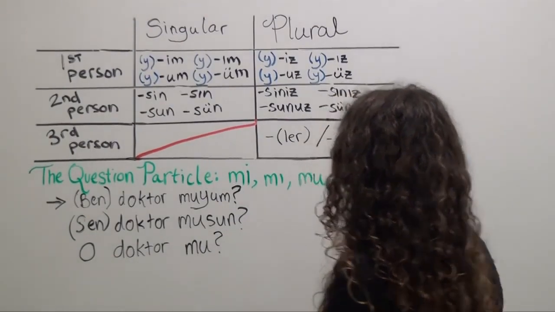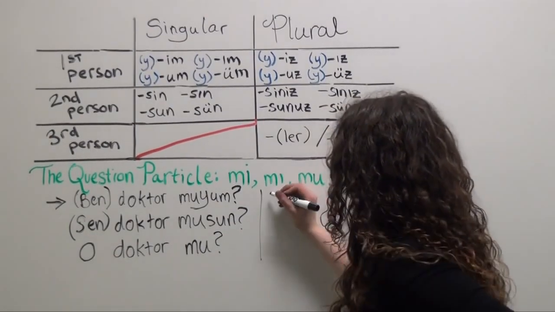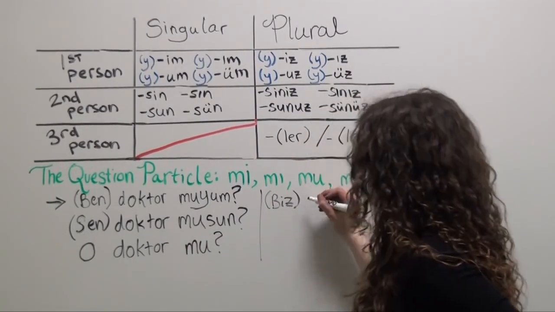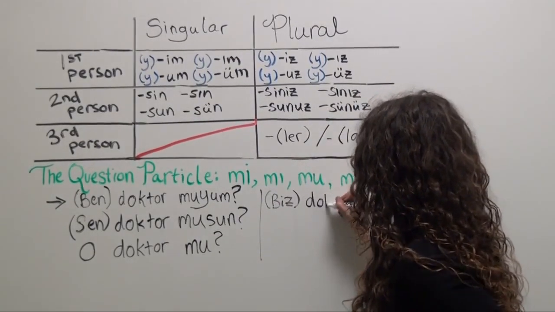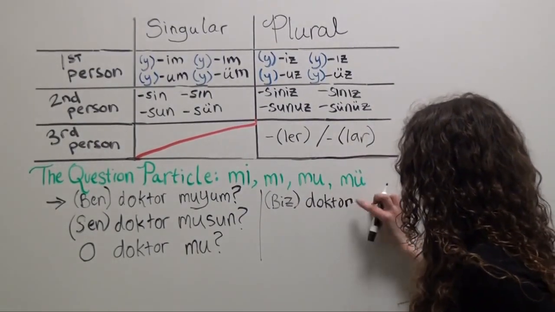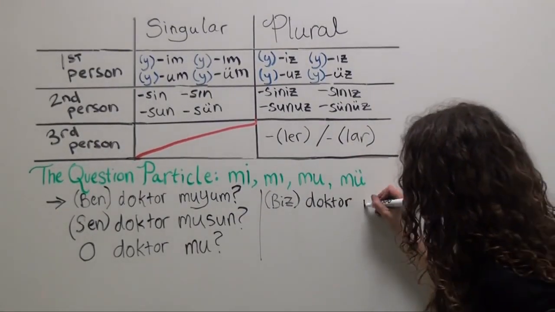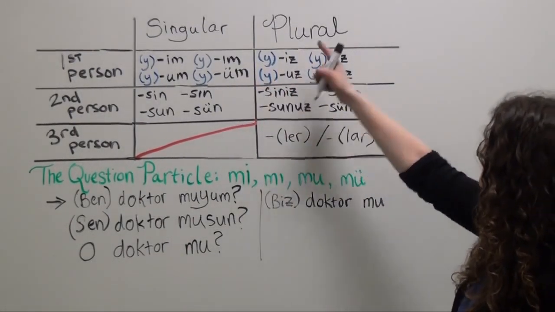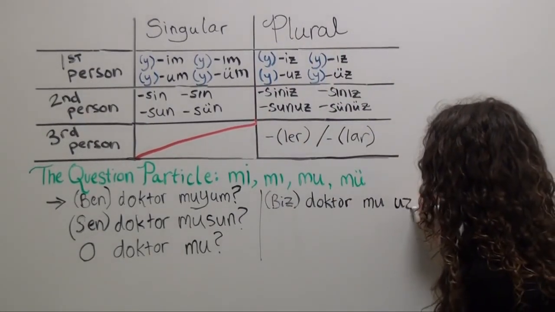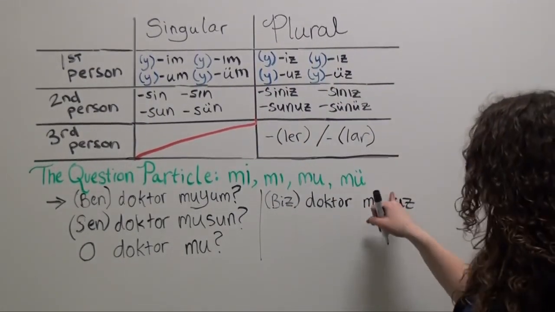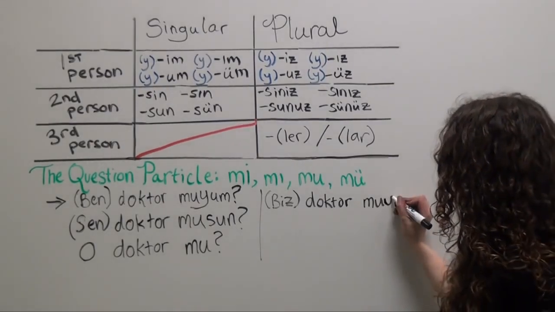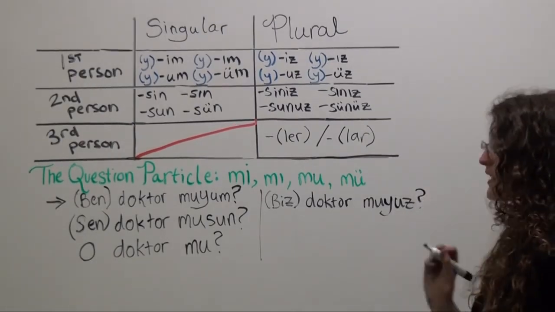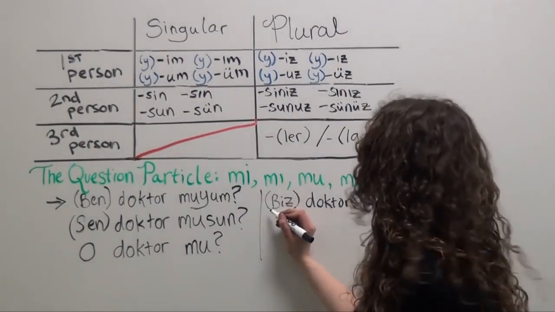Let's look at the plural. Biz, we, doktor, mu, and again, we're going to choose the first person plural, uz, but we need to buffer these two vowels with a consonant, mu, yuz. Nice buffer y. Biz doktor muyuz? Are we doctors?